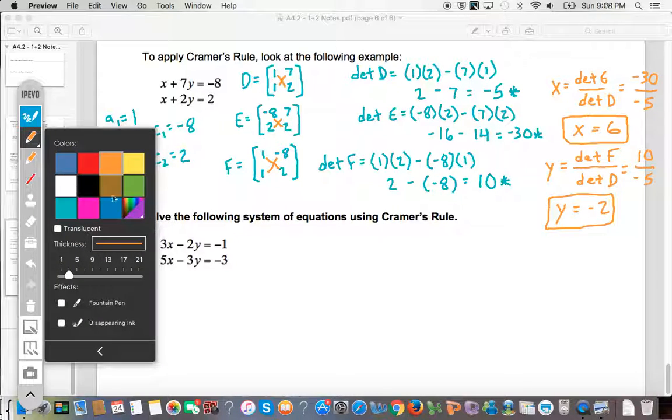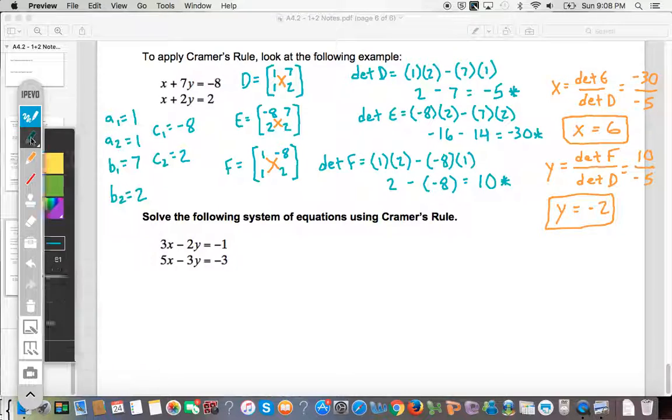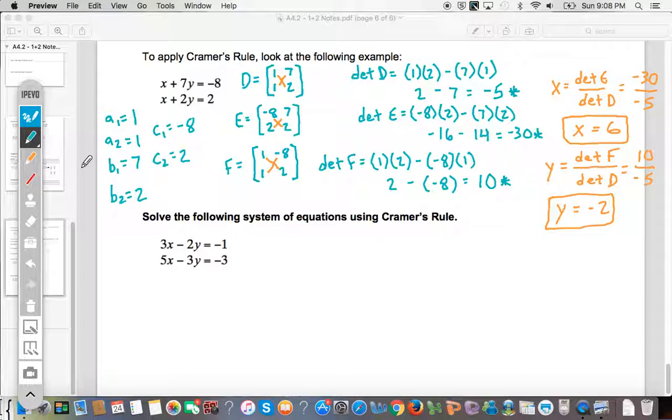Okay, so let's do this last example down here, and then we'll call it good. So just above, I'll label all these points. I have A1, B1, C1. I have A2, B2, and C2. Okay, so I'll make matrix D. So I have A1 and A2. So I have 3 and 5. And I have B1 and B2, -2 and -3.